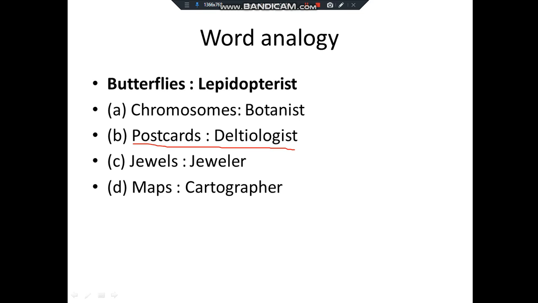See, butterflies is to lepidopterist, which means a lepidopterist is a person who collects butterflies. So with the same logic, you will have to find the option. So the option is B, deltiologist. A deltiologist is a person who collects postcards, okay?